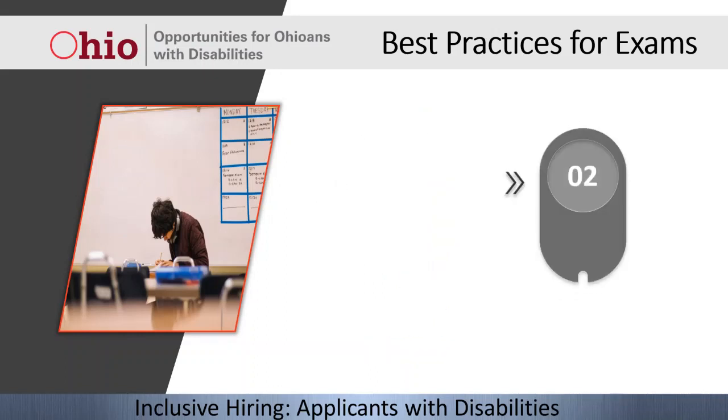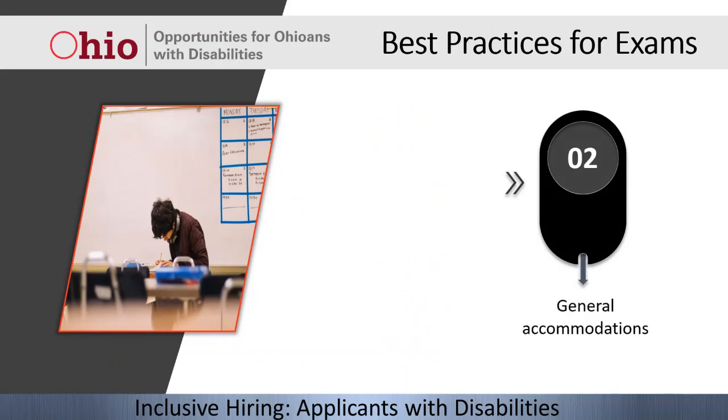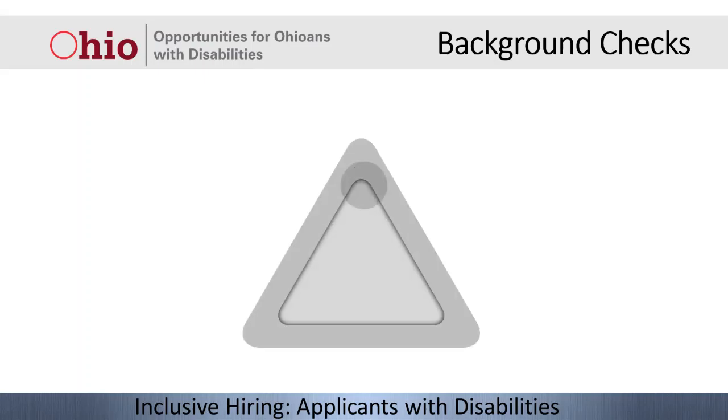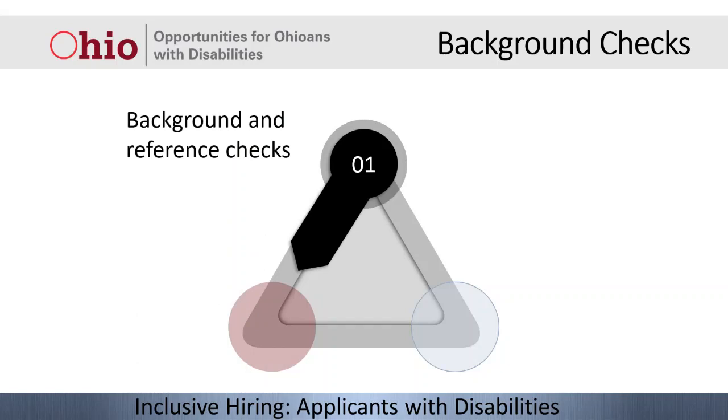Some of the general reasonable accommodations that may be needed for testing include conducting a written test in an alternative format, such as large print or through an electronic version on a computer, or delivered in an oral format. Another accommodation may be to permit extra time to complete a test, or to use plain language in testing materials. And you may receive a request to permit the applicant to take the test in a separate room away from distractions. Julie, is there anything special for employers to know about conducting background checks and reference checks?